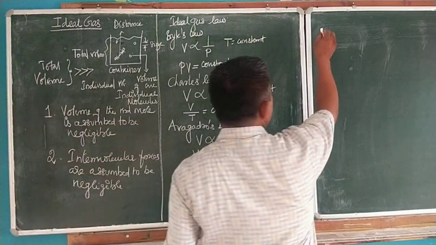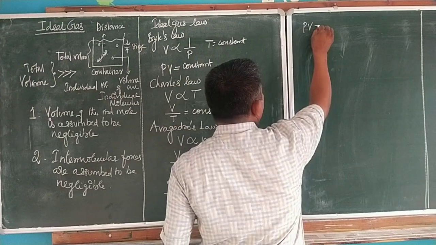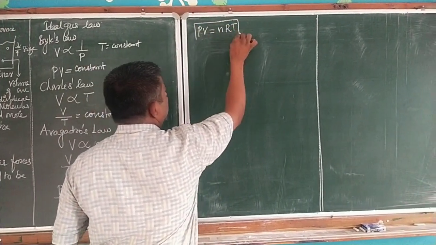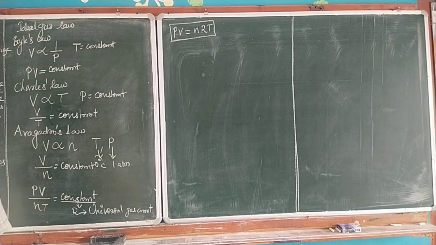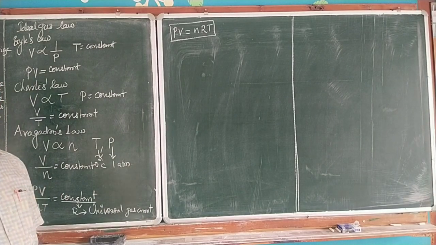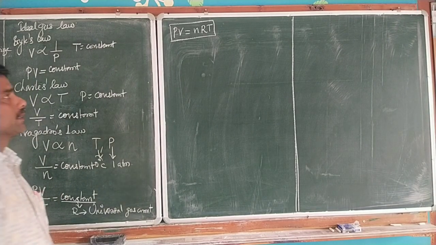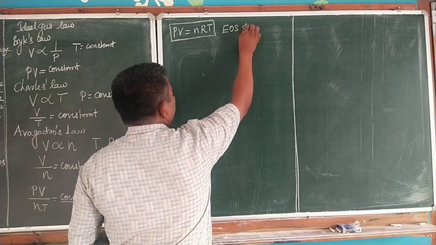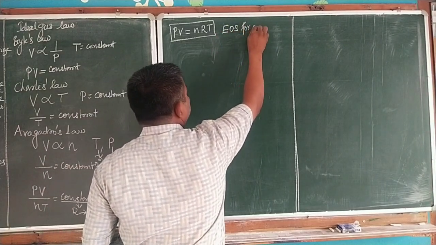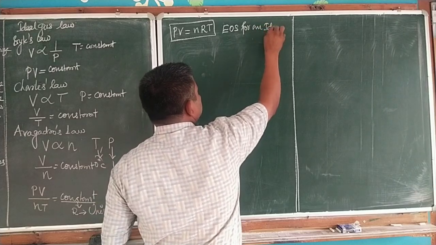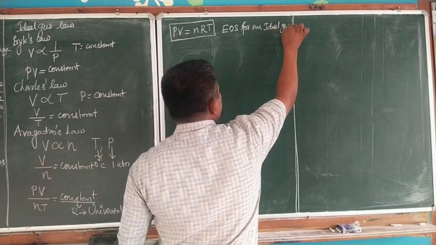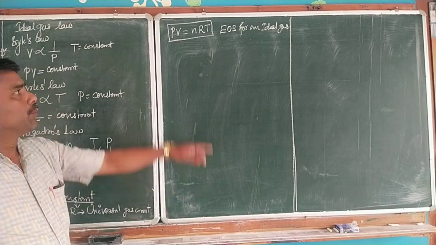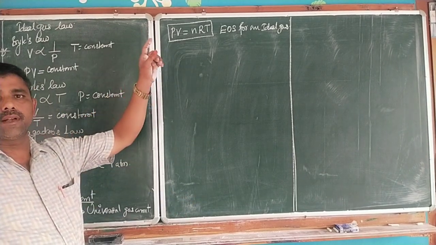So this equation becomes PV equals nRT. This is the ideal gas law equation, or equation of state for an ideal gas. Equation of state means an equation which connects the pressure, volume, and temperature of the system.